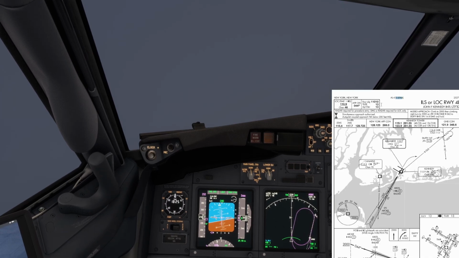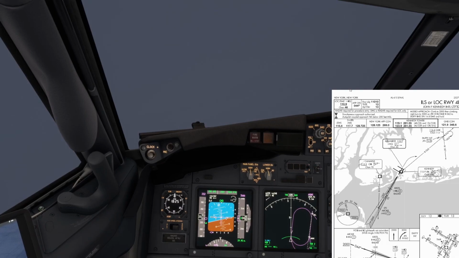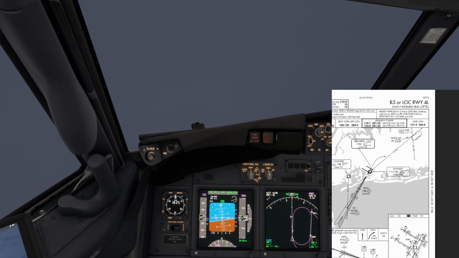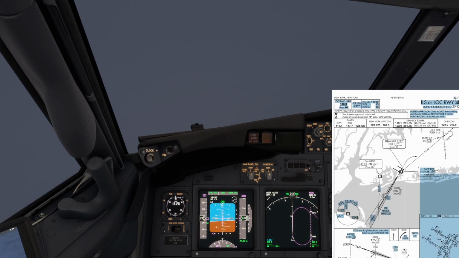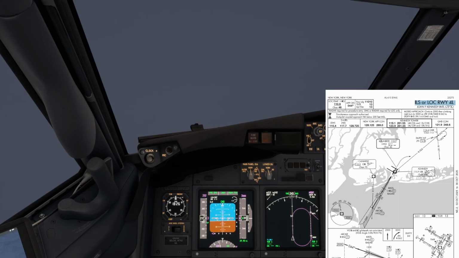So starting off in the top left corner, and how you brief an approach plate. All right, let's just get this out of the way as well. How you brief an approach plate is you go top to bottom, left to right, with the exception of this, maybe starting with the approach and runway that you're going to be using. You start off with your crew member: hey, this is the ILS or localizer runway 4 left going into JFK. Hey, we're on the same page.